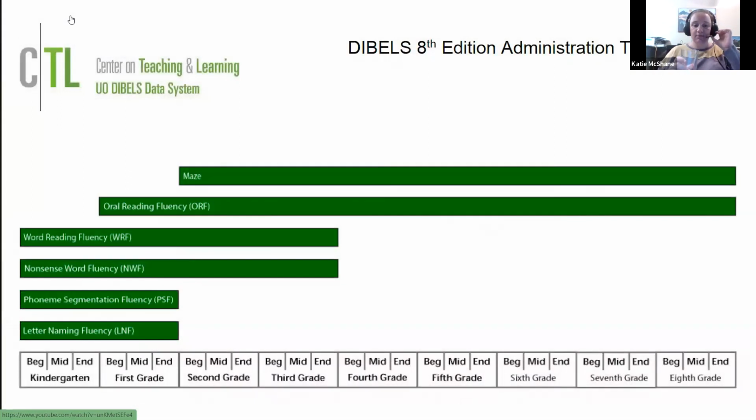DIBELS 8 subtests assess a range of reading skills, from letter name knowledge to reading comprehension. And there are 6 subtests total, so based on a student's grade level, they'll be administered between 2 and 4 subtests per benchmark administration period. The thing about DIBELS 8 measures is that they're timed, and so we consider students' efficiency as well as accuracy with reading skills. Most of our measures are individually administered and take 1 to 2 minutes per student, with the exception of MAZE, which is a group administered measure and takes about 5 minutes to administer.